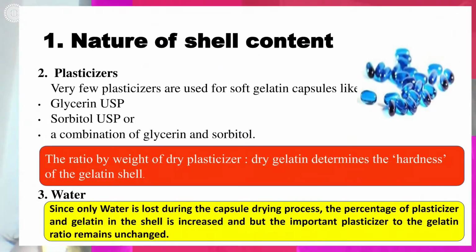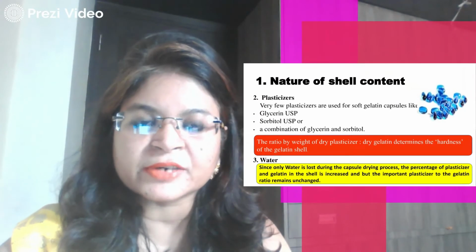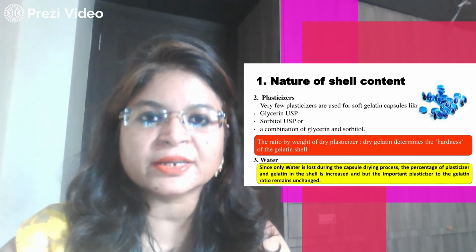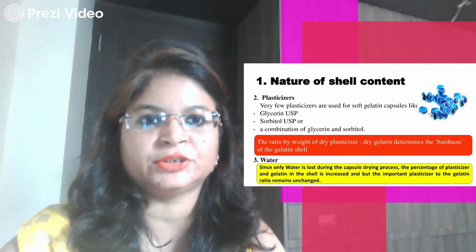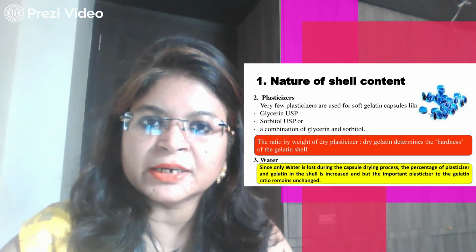Now let us try to understand the properties of the plasticizers. The plasticizer to gelatin ratio is very important. Very few plasticizers are used for soft gelatin capsules, like glycerin, sorbitol, or a combination of glycerin and sorbitol. It has been found that the ratio of dry plasticizer to dry gelatin actually determines the hardness of the gelatin shell. So the more plasticizer, the harder the gelatin shell would be.